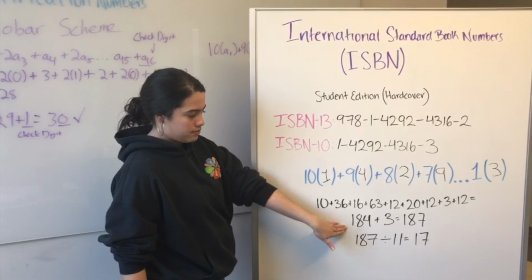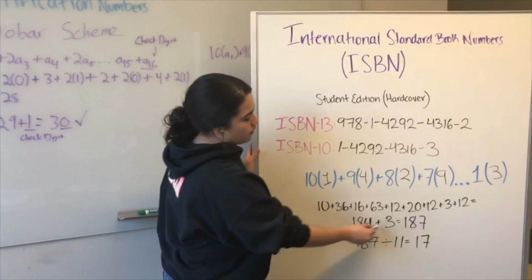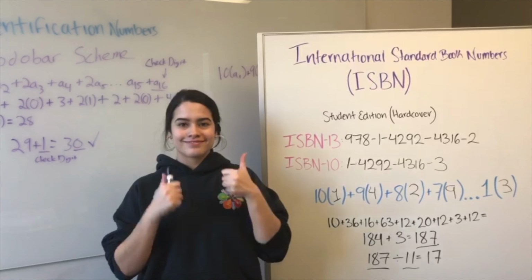Once you have this number, you go back to your original check number and add that. So 184 plus 3 is 187. Then you take this number, 187, and divide it by 11. This is just the rule that these ISBN numbers have. You always have to divide it by 11. So 187 divided by 11 gives 17. If you get a whole number, it means that it checks out, and you're all good to go.